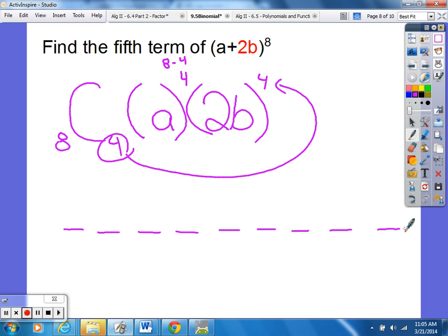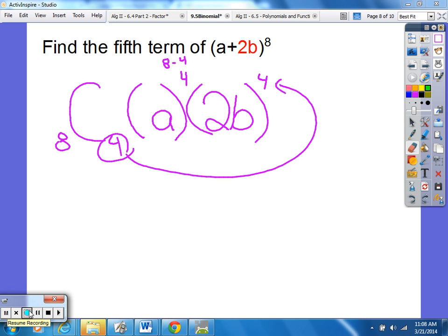So I want the 5th spot. That'd be this spot, right? So remember, we start with spot 0. That makes sense? Oh, no. So we're actually looking at the 5th term in. That makes more sense? All right. Go ahead and figure out 8 choose 4, go ahead and figure out the rest of it real quick for me.